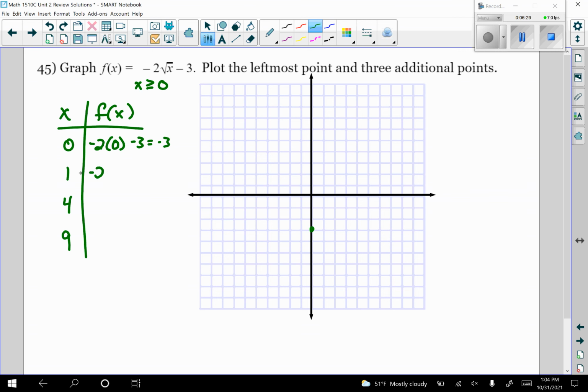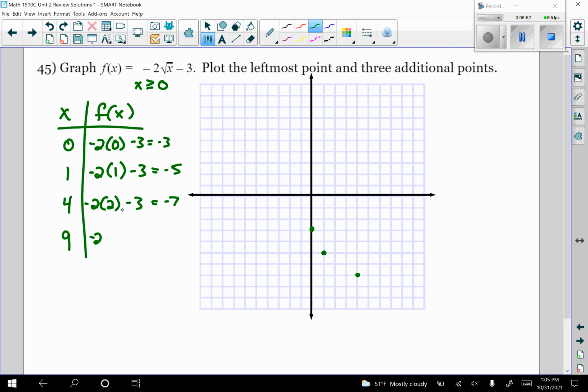Next, we would get negative 2. Square root of 1 is just 1. And then minus 3. So that's negative 2 minus 3. So this will give us a 1, negative 5. Then we would have negative 2 times the square root of 4 is 2. Minus 3. So that's negative 4 minus 3 is negative 7. That would be right here.